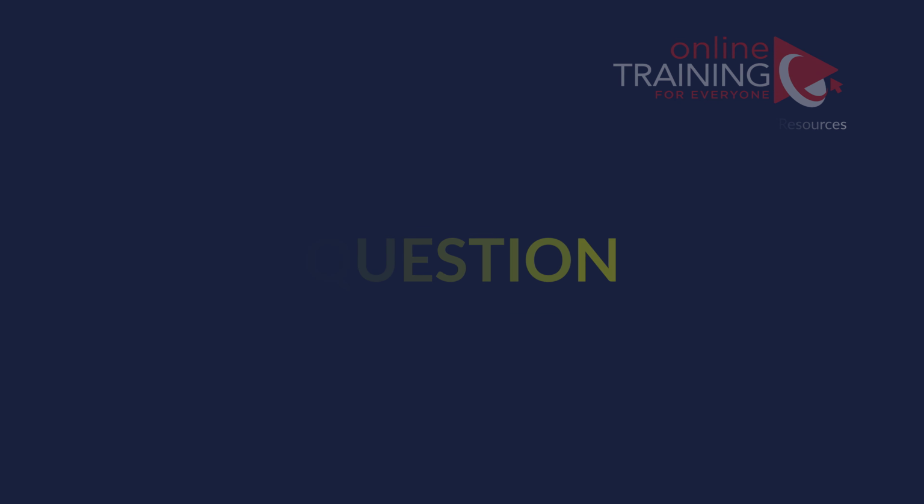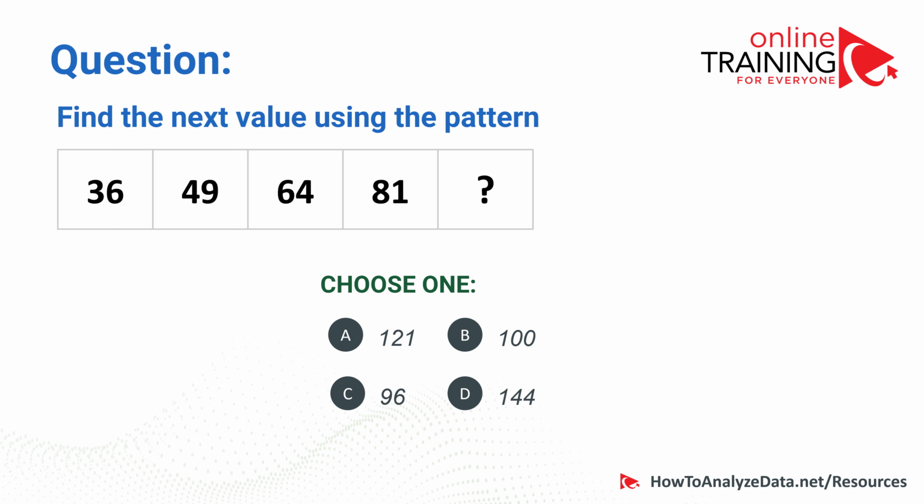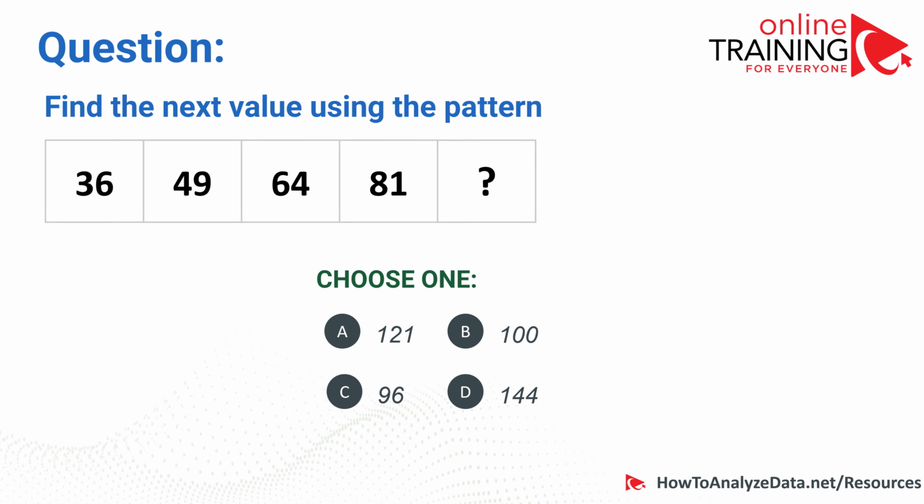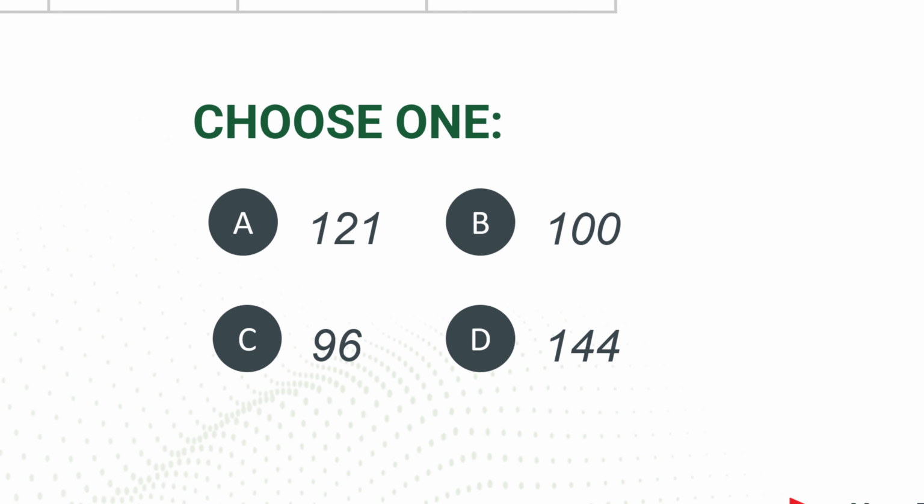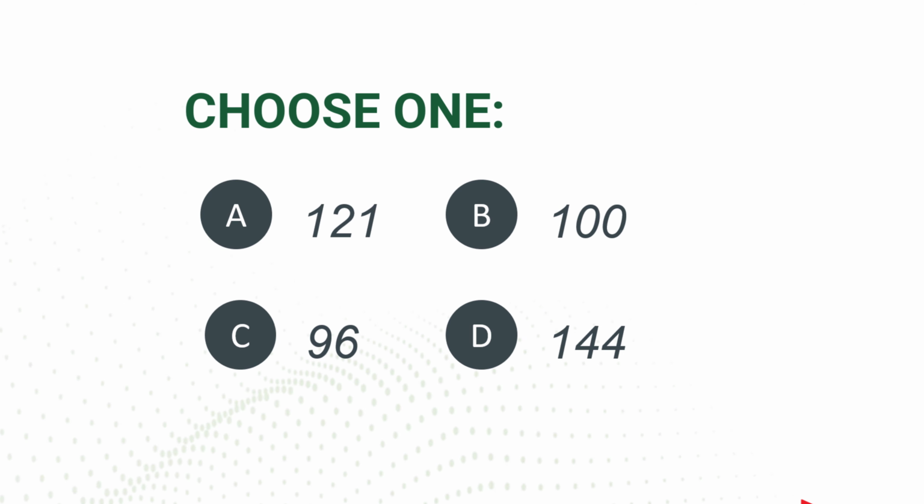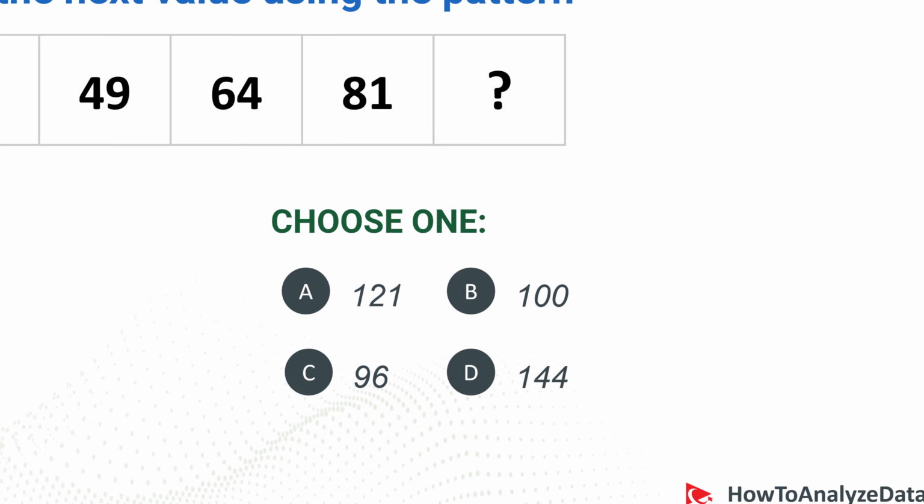Now let's look at the very tricky question, which is frequently used as part of a variety of different tests. Find the next value using the pattern. You're presented with the pattern of values 36, 49, 64, 81, and you need to find the next number. You have four choices: 121, 100, 96, and 144. What do you think is the right choice here?